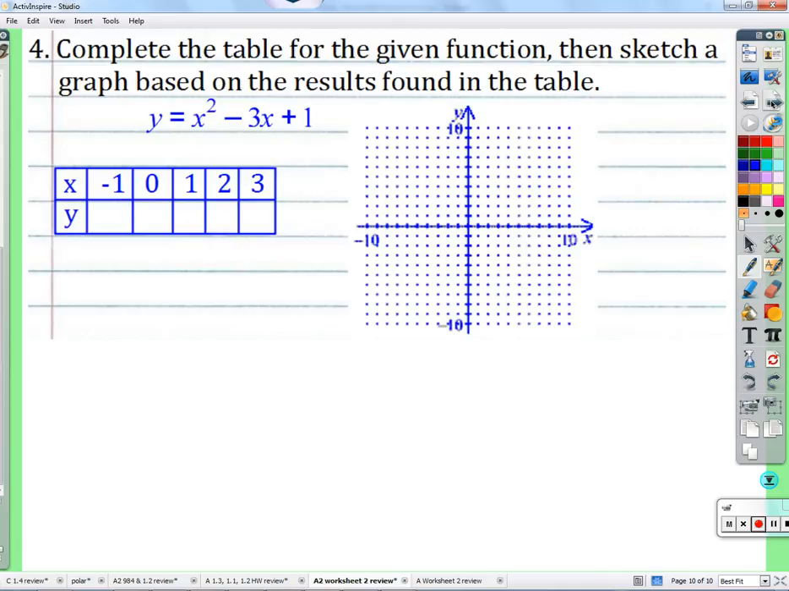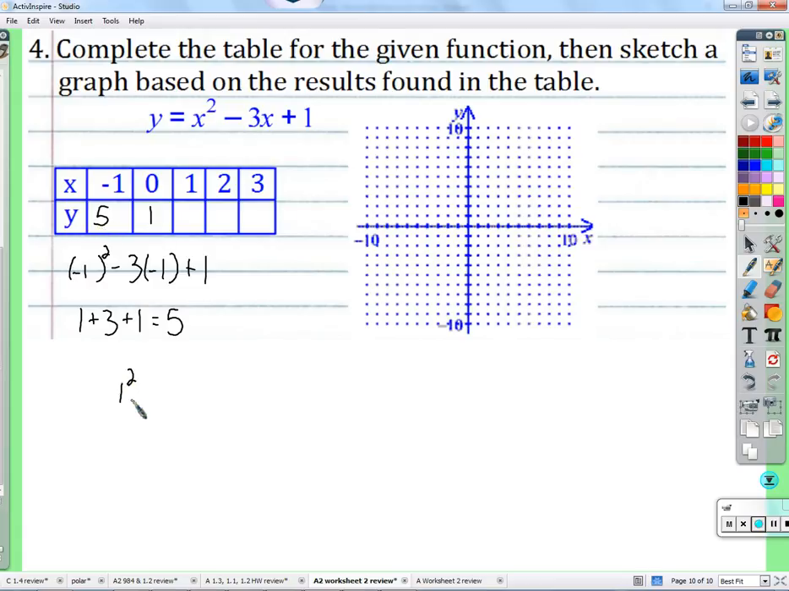If I move forward too quickly, just tell me to go back. Okay. Let me know. All right. So let's substitute negative 1 in there for x. We'll do parentheses. It's a very helpful thing to do. Make sure we don't get any negative mistakes. Negative 1 squared is 1. Negative 3 times negative 1 will give us plus 3, plus 1. That's 5. 0, so easy. 0, plus 1.